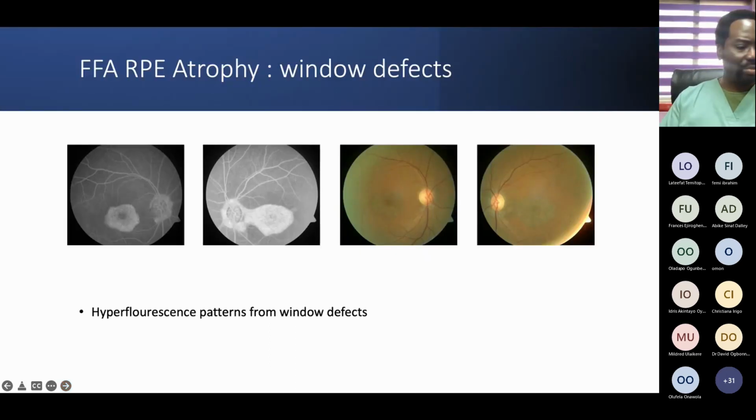This is also a patient with window defects. You can see the center here, there's RPE atrophy. And when we do the fluorescein angiography, you can see that those atrophic areas show as a hyperfluorescent appearance.